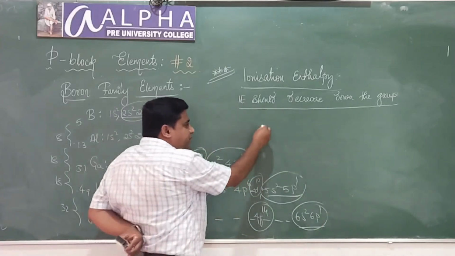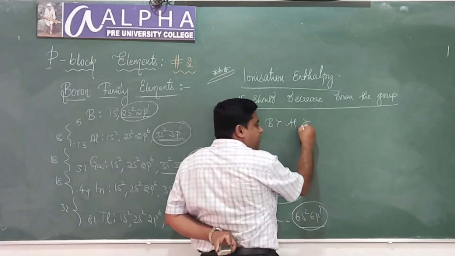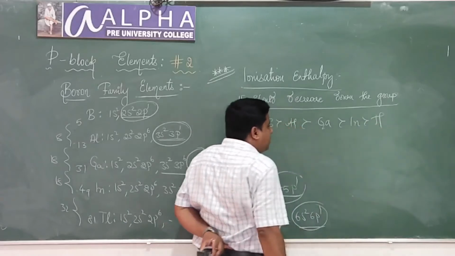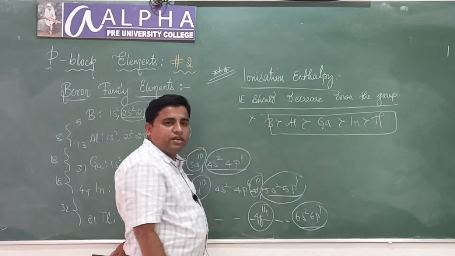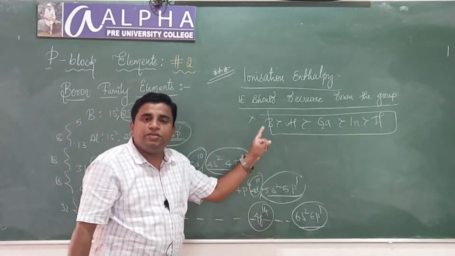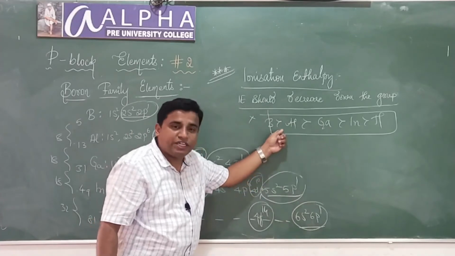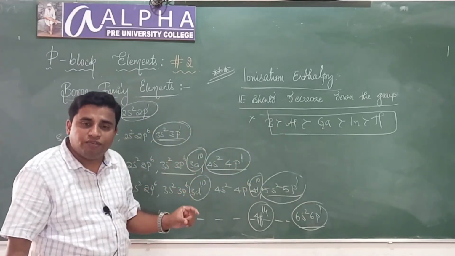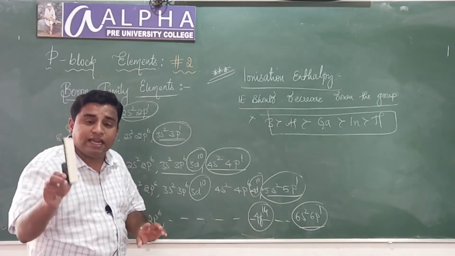We are expecting the ionization enthalpy to decrease from boron to aluminium, then from aluminium to gallium, gallium to indium, and from indium to thallium. This is expected, correct? This is what we are expecting according to the general rule. But the ionization enthalpy will not vary in this fashion among boron family elements. Why? It is because of poor shielding effect of d orbitals and f orbitals.